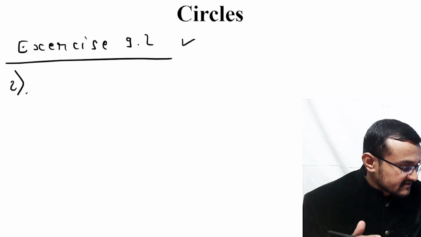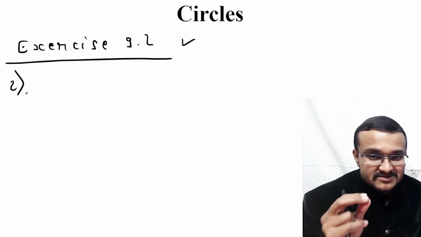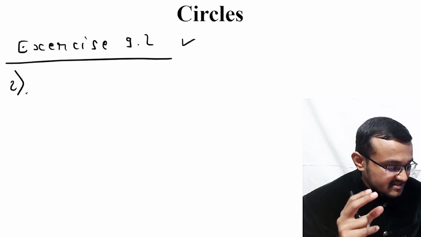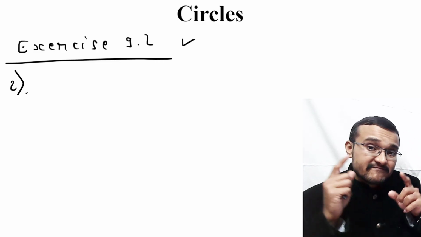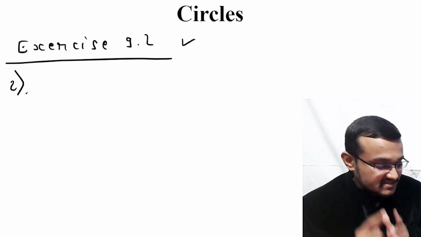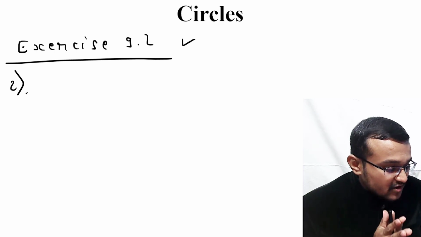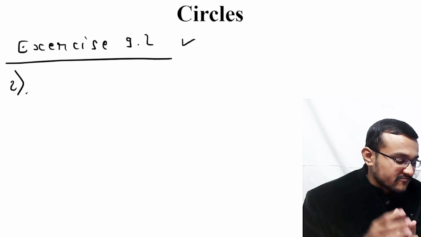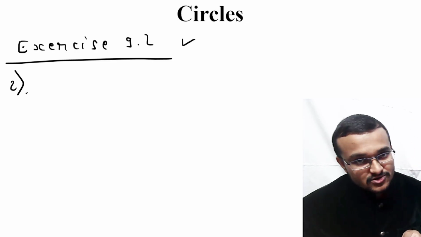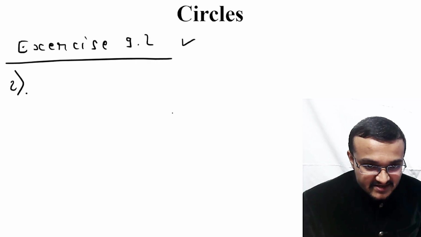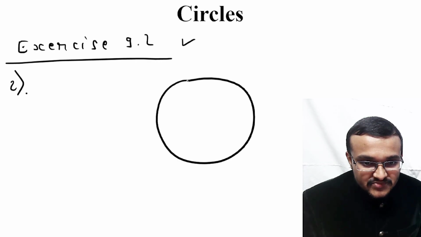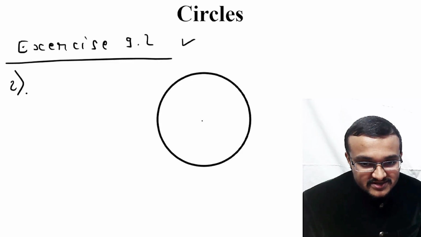In the second question, they have given: if two equal chords of a circle, so one circle is there and two equal chords are there in that particular circle, intersect within the circle. So they are intersecting within the circle only. Now you have to prove that segments of one chord are equal to the corresponding segments of the other chord.